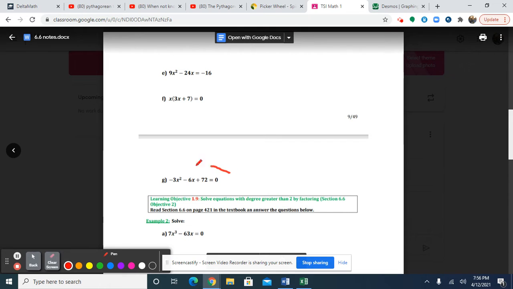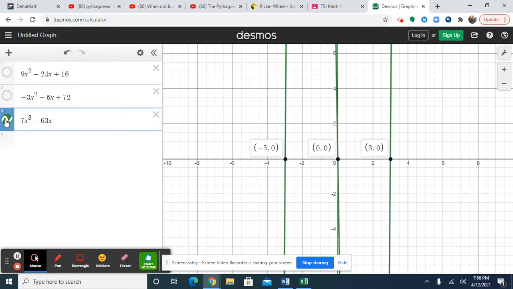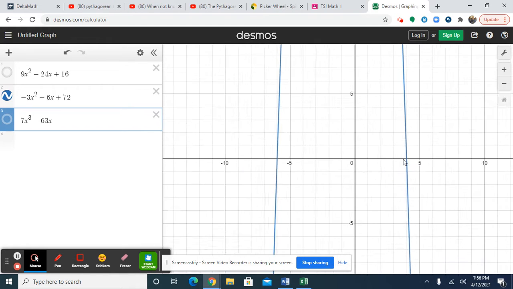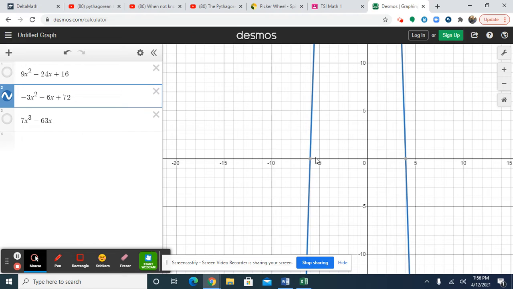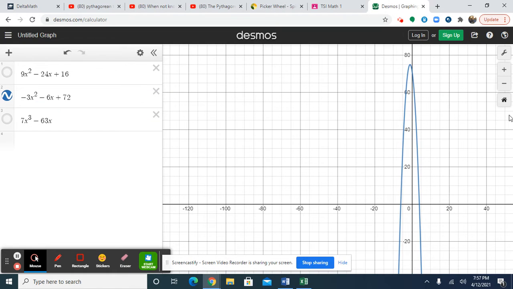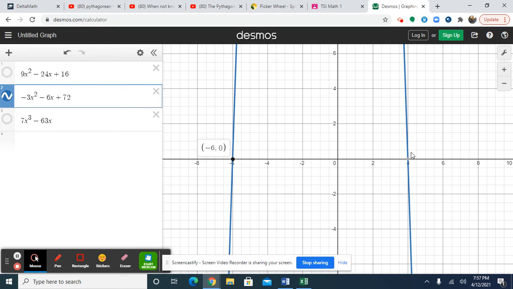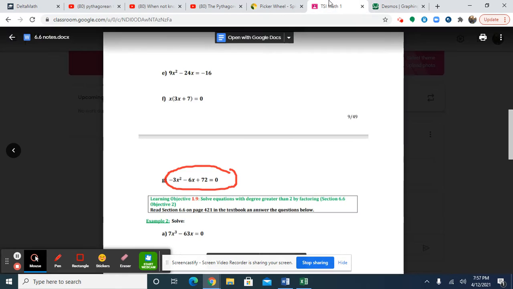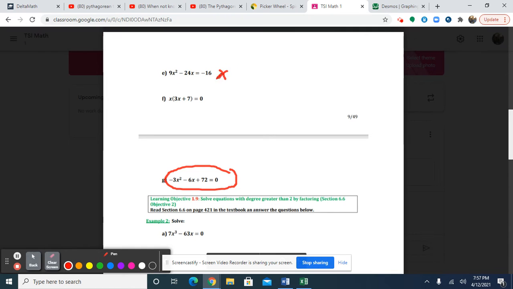So we can go ahead and graph negative 3x squared minus 6x plus 72. And if you notice, it crosses the x-axis 2 times. Once at negative 6 and again at 4. Now it is a pretty big graph, but in the end, what's important is that it crosses through these 2 points. So the answer there would be x is equal to negative 6 and positive 4.